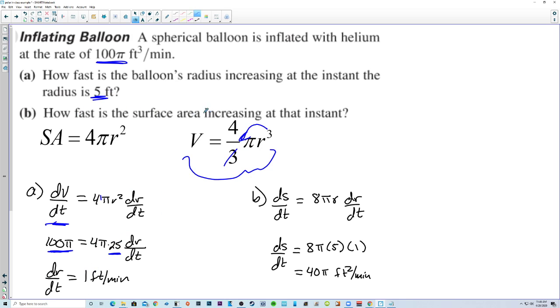How fast is the surface area increasing at that instant? Here's the surface area, so dS/dt is 8 pi r dr/dt. Well, we know what dr/dt is at this instant. We found that over here. It's 1, and the radius is 5. So it ends up being 40 pi feet squared per minute.